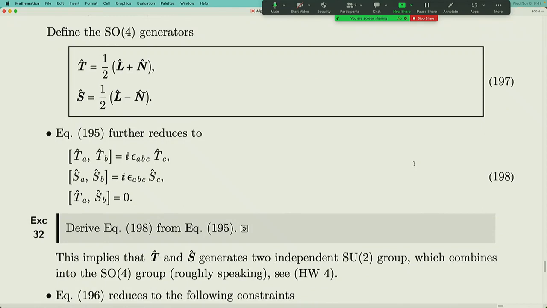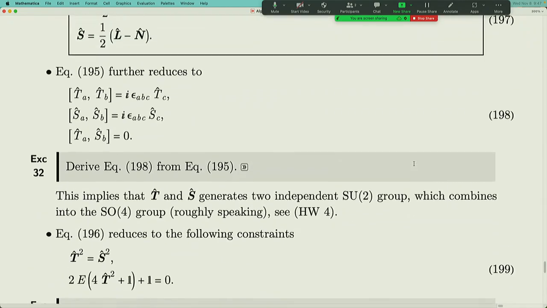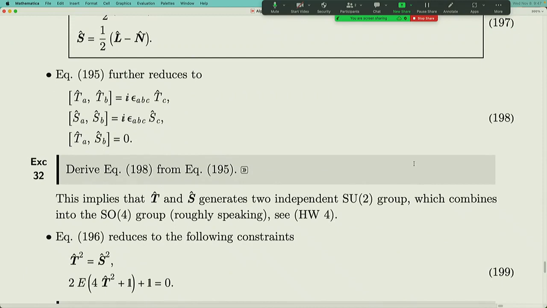Okay, so that's why people discovered or proved that the problem actually has an SO4 symmetry, because the Hamiltonian commutes with all the T and S, and T and S each form an angular momentum algebra, and they combine together to form an SO4 algebra. And this SO4 group basically says that you can now use the eigenstates and eigenvectors, or the quantum numbers, of T and S to label every eigenstate of the Hamiltonian. Maybe we will do that next time.